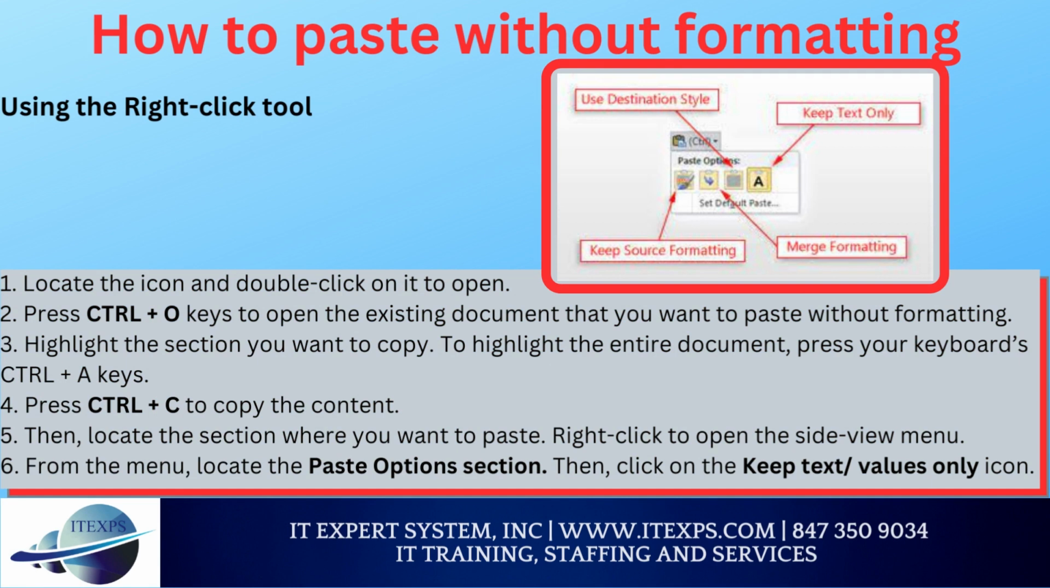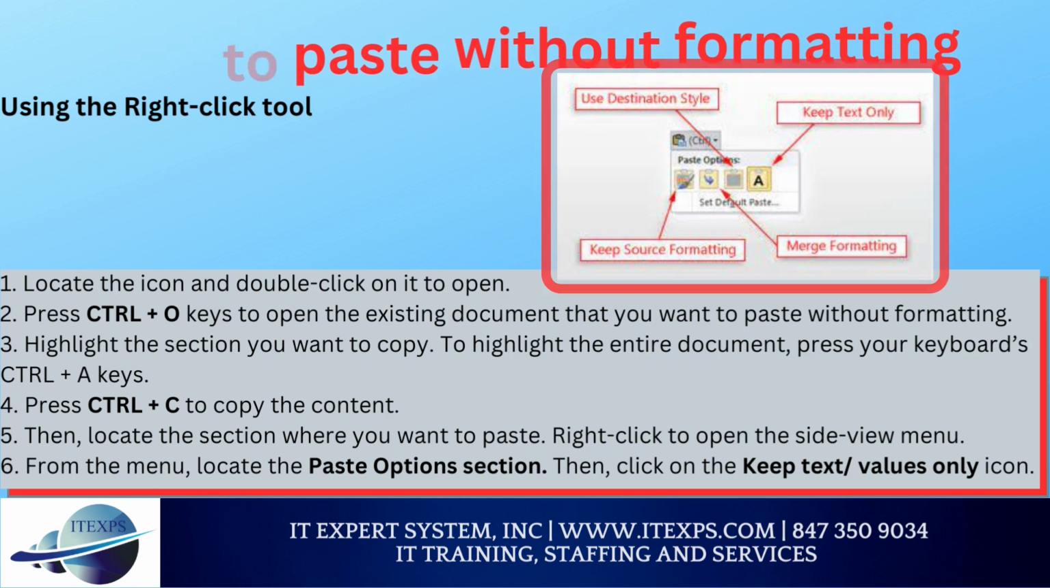How to paste without formatting. Using the right-click tool. Locate the Word icon and double-click on it to open. Press Ctrl and O keys to open the existing document that you want to paste without formatting. Highlight the section you want to copy. To highlight the entire document, press your keyboard's Ctrl and A keys. Press Ctrl and C to copy the content. Then, locate the section where you want to paste. Right-click to open the side view menu. From the menu, locate the Paste Options section. Then, click on the Keep Text Only icon.